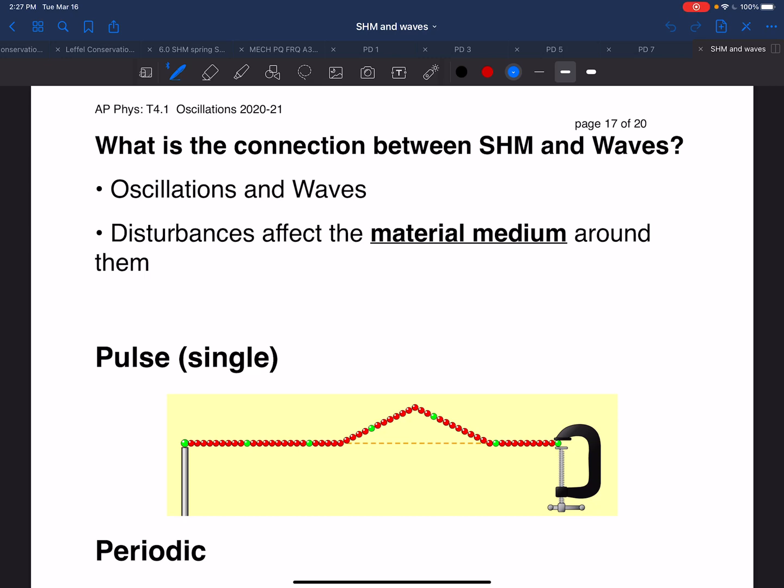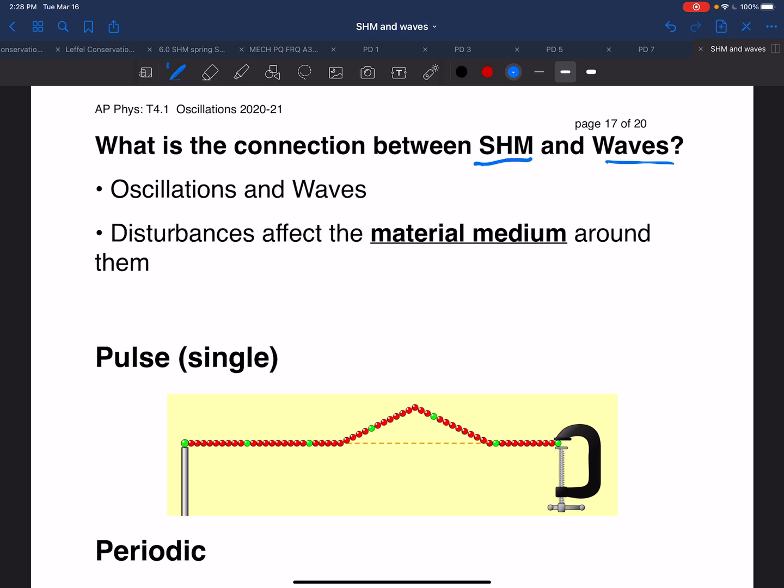In this installment, we are going to make the connection between simple harmonic motion and waves. Oftentimes, simple harmonic motion and waves are taught as two separate and distinct topics rather than being a connected topic. But they're actually very much connected with each other, and we'll see by the end of this series of videos.